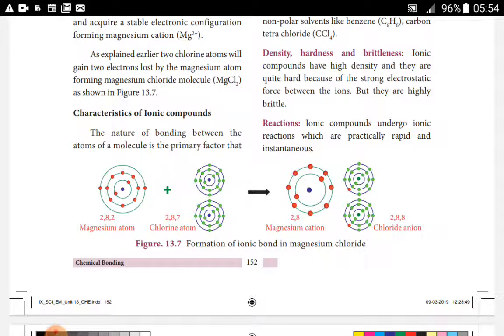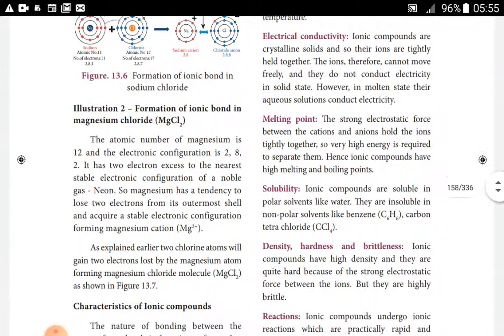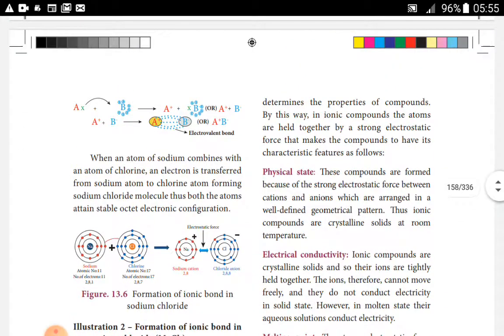So see the picture 13.7. Magnesium configuration is 2, 8, 2, and chlorine is 2, 8, 7. 2 atoms of chlorine combine with 1 atom of magnesium, and the 2 valence electrons of magnesium, one is donated to each chlorine atom. So both the chlorine atoms are going to attain a stable octet structure. So the magnesium chloride molecule is formed.